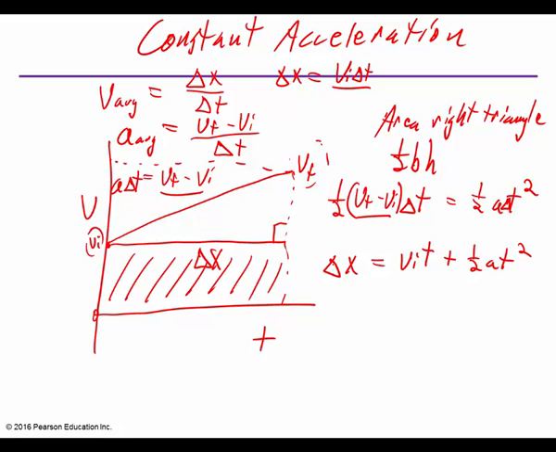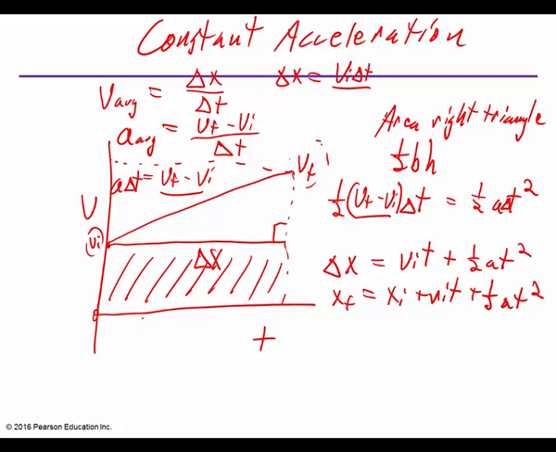Now I know some of you are saying, that looks a little bit different. Okay, let's break the delta x apart. X final is equal to x initial plus V I T plus 1/2 A T squared. We just take the delta x and separate. Delta x is X F minus X I. Add the X I to both sides. Boom, there you go. And that's how we come about that equation.